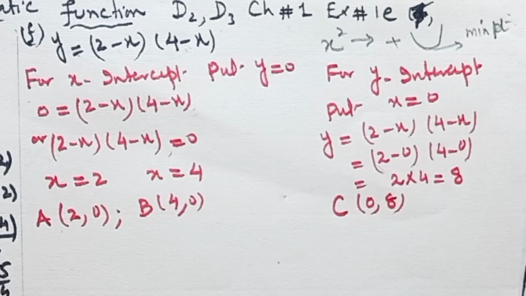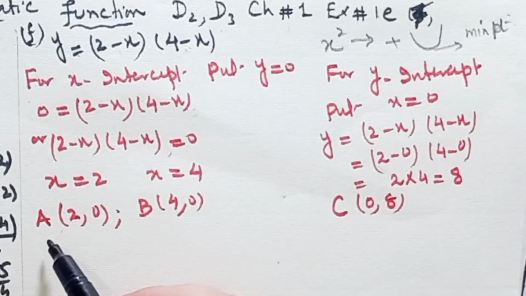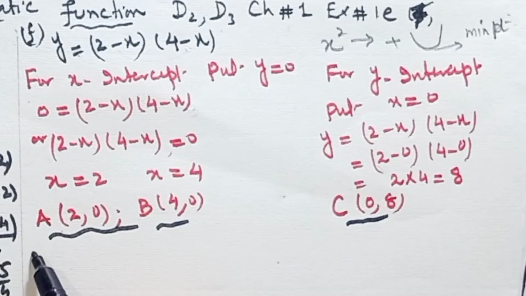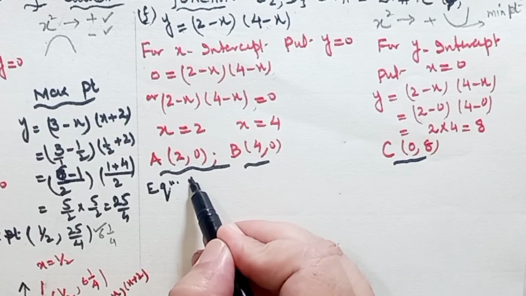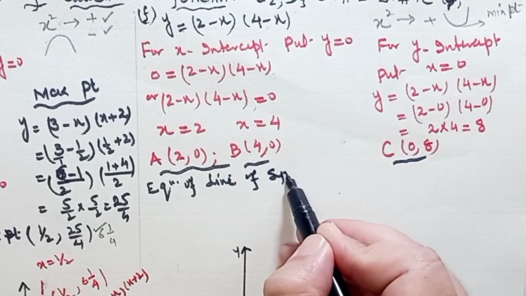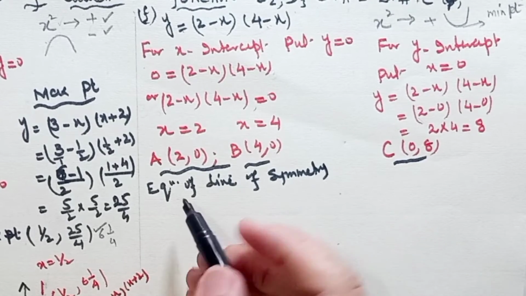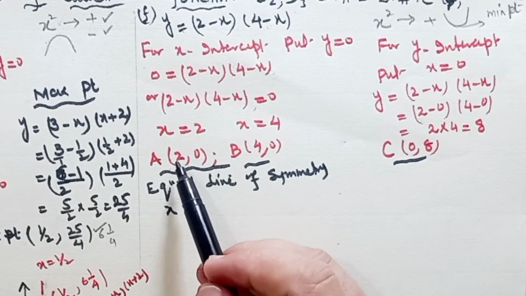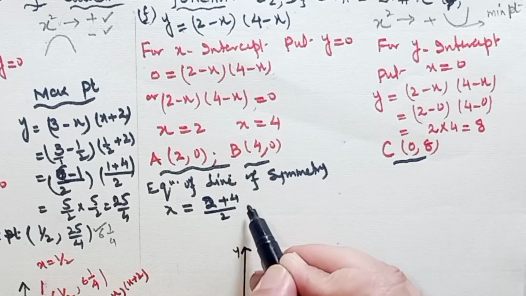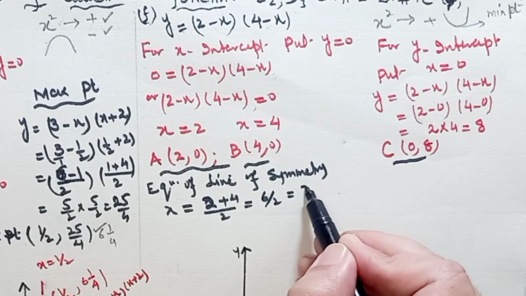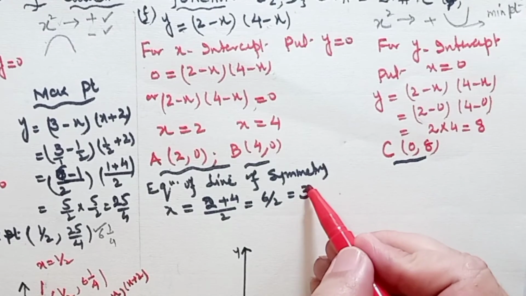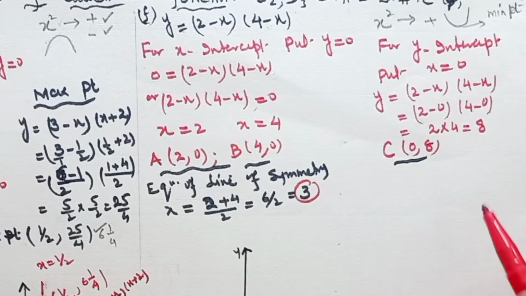Intercepts are done, and then we have to go for the line of symmetry. Recall that the equation of the line of symmetry is x equals halfway between the x-intercepts, that is (2 plus 4) by 2, which is equal to 6 by 2, which is equal to 3. The line of symmetry is x equals 3, and we use the line of symmetry to find the minimum or maximum point.